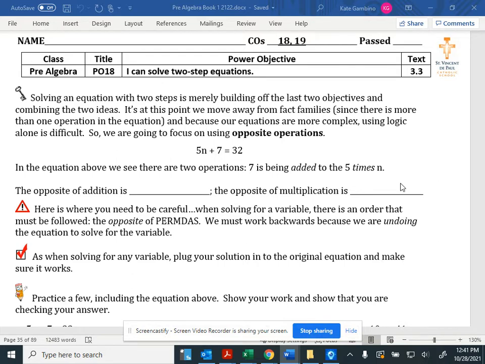Solving an equation with two steps is merely building off the last two objectives and combining the two ideas. It's at this point we move away from fact families since there's more than one operation in the equation. And because our equations are more complex, using logic alone is difficult. So we are going to focus on using opposite operations. Okay, so we've gotten comfortable doing the one step. Now we're going to use those opposite operations to really work on both steps.